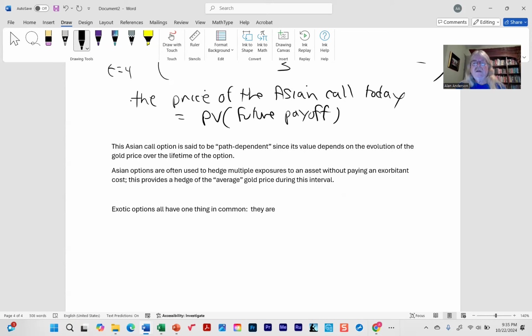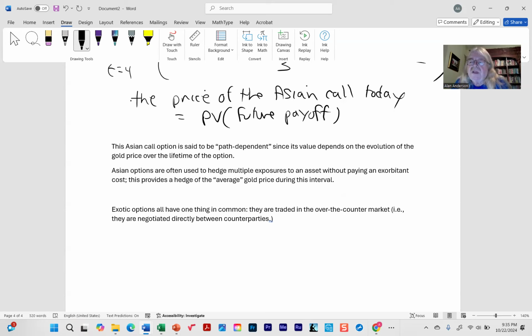They are traded in the over-the-counter market, which means they're negotiated directly between counterparties. In other words, if I'm a company that needs an Asian option, I'm not going to find it on the Chicago Mercantile Exchange. It's too specific to my needs. It's much too narrowly focused.